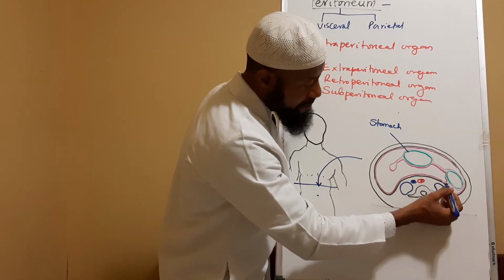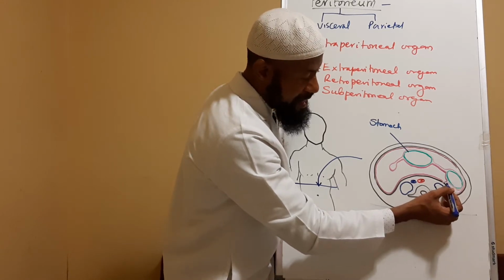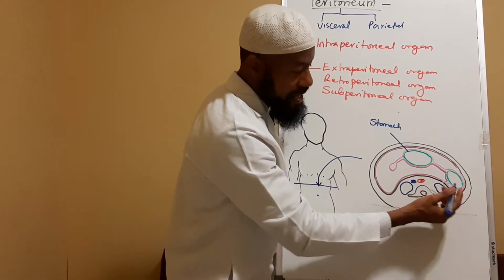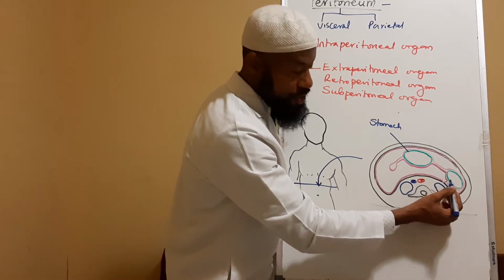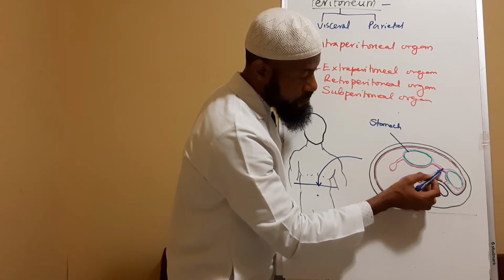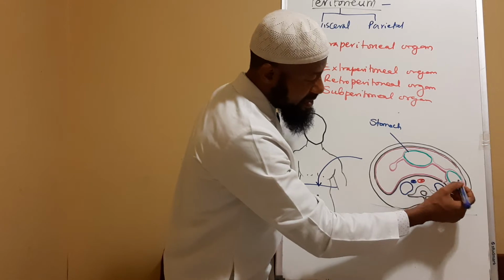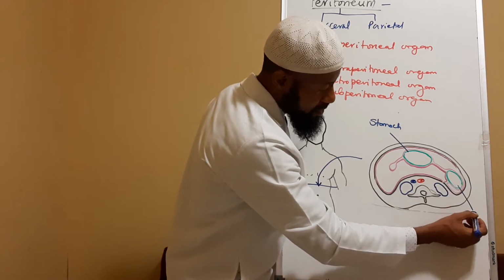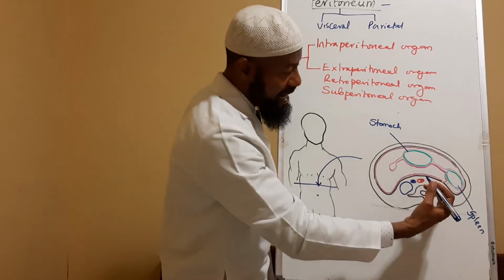And here we have reflections from the abdominal wall to organ, and that becomes mesentery. Mesentery will convey neurovascular structures to organs. Similarly, neurovascular structures can also be conveyed from this mesentery to this organ. Now this is a spleen. That's the spleen on the left hand side.